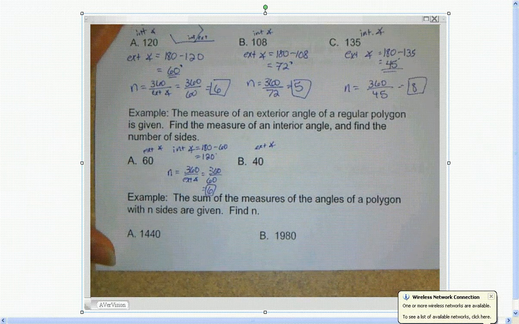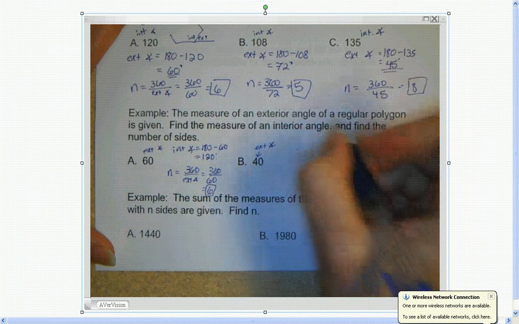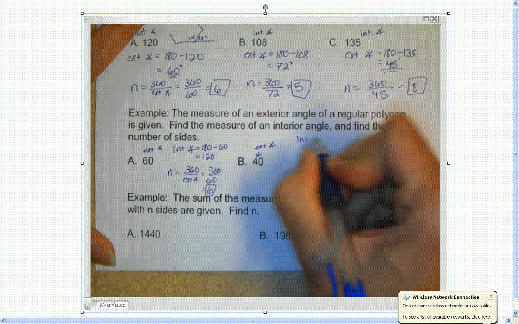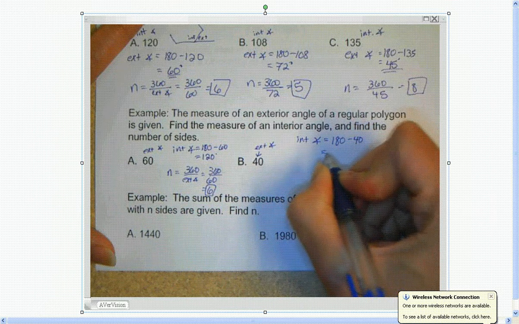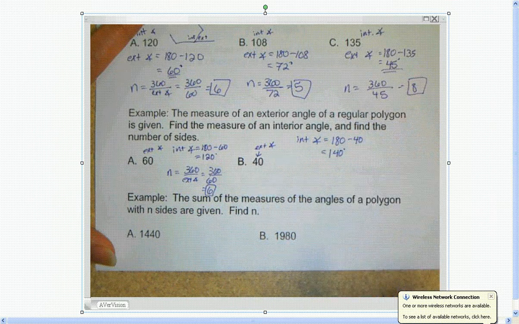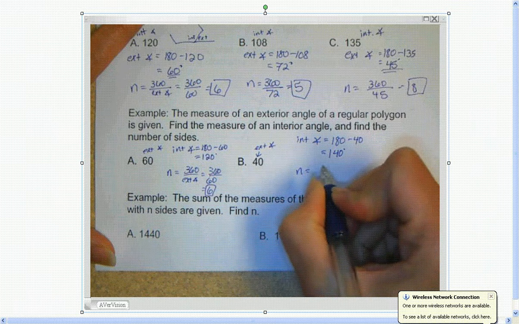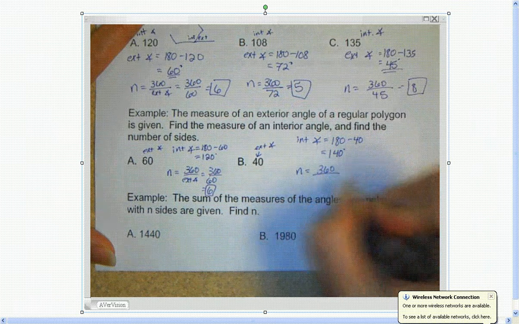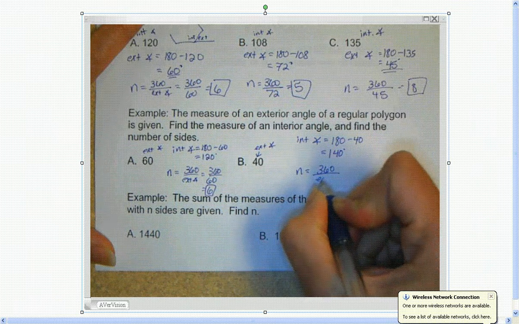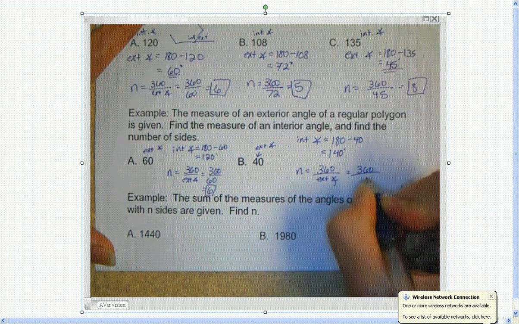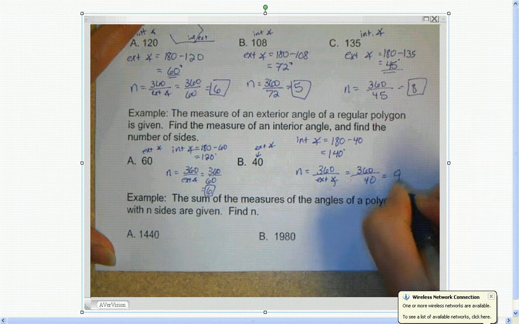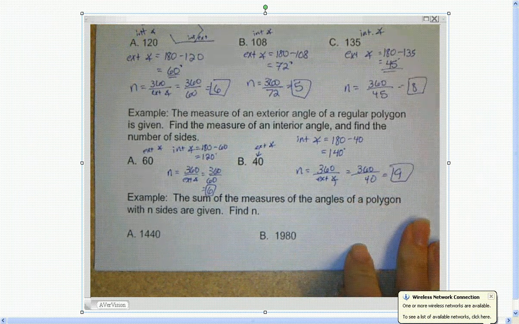So here's my exterior angle. To find the interior angle, we're going to go 180 minus 40. It's 140 degrees. For the number of sides, we're going to do 360 divided by the exterior angle. So 360 divided by 40 is going to equal 9. So we have a nonagon. So kind of cool. Works really easy.